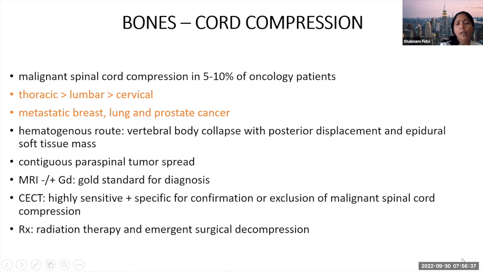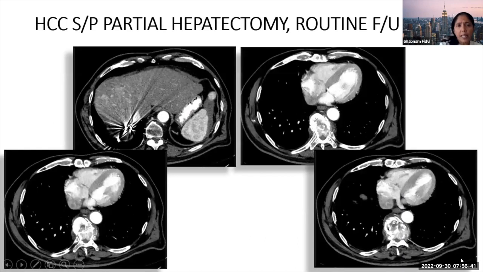And I'll show you an example of a case from our practice. This was a patient, just a routine follow-up CT on our reading list. In this case, someone with hepatocellular carcinoma who had previously undergone a partial hepatectomy and was being routinely surveyed. You can see these axial contrast enhanced CT images. You can see artifacts from the surgical material within the liver due to a partial hepatectomy.